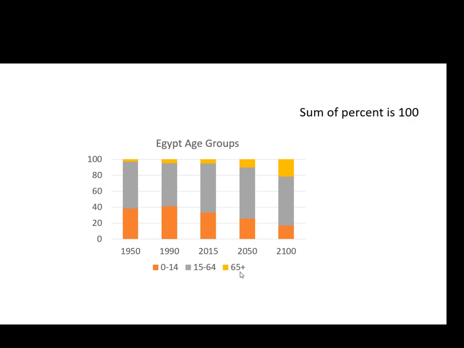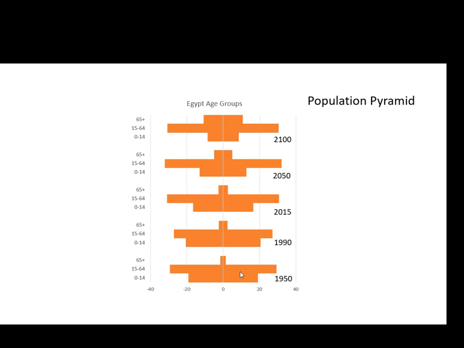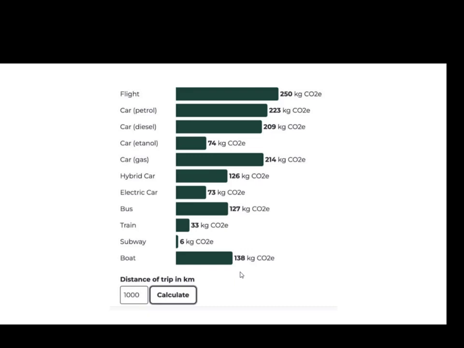But a better visualization from my point of view is to use a population pyramid like this one. I put the different age ranges with time starting from 1950 and ending with 2100.